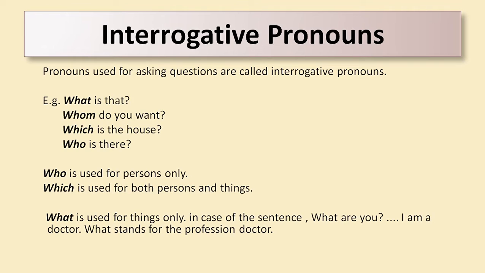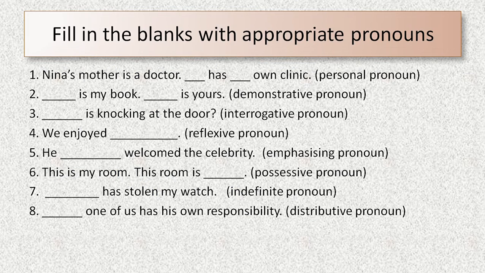Next is interrogative pronouns. As we can understand from the word itself, interrogative means question. Pronouns used for asking questions are called interrogative pronouns. What is that? Whom do you want? Which is the house? Who is there? These words what, whom, which, who are interrogative pronouns. Who is only used for persons, while which is used both for persons and things. What is used for things only, and in case of the sentence, what are you? I am a doctor. What stands for the profession.